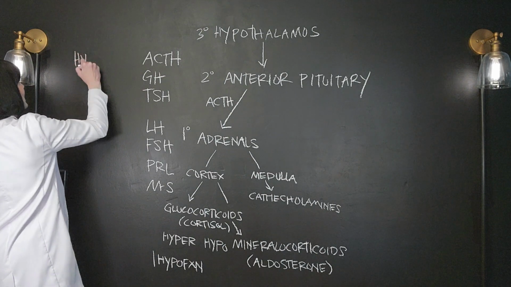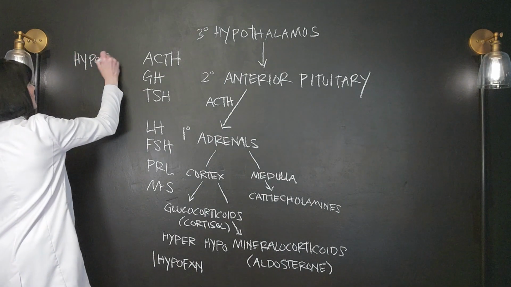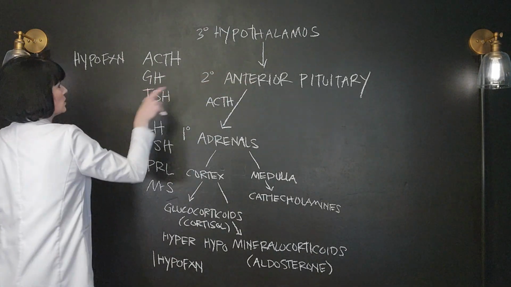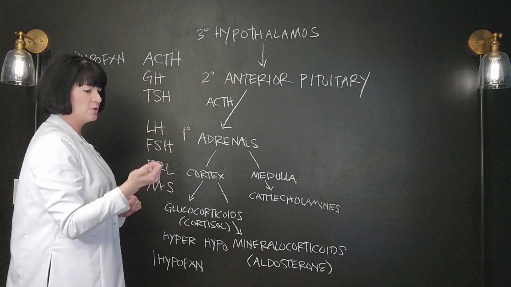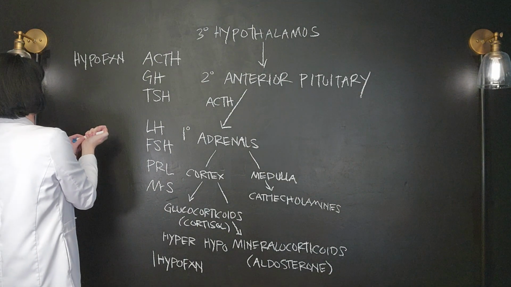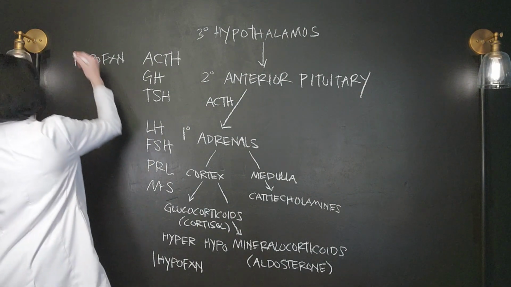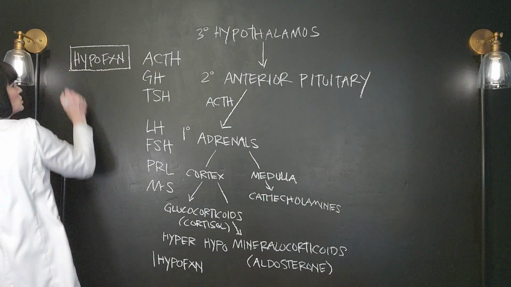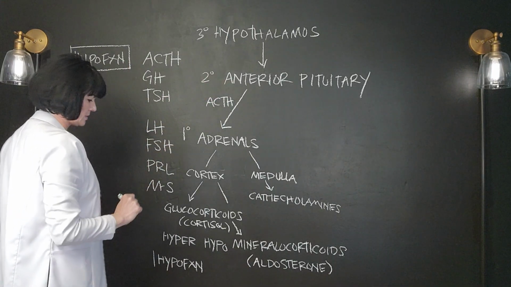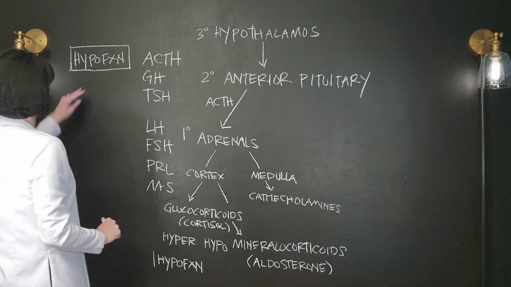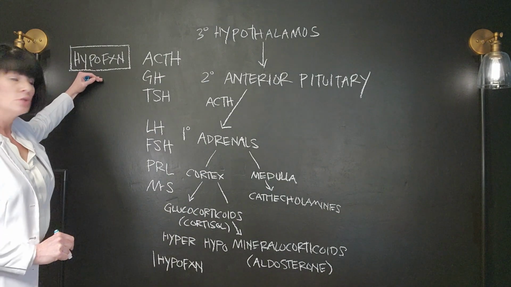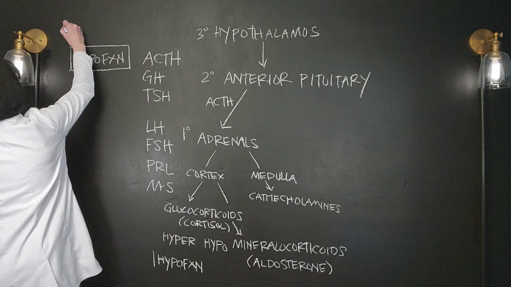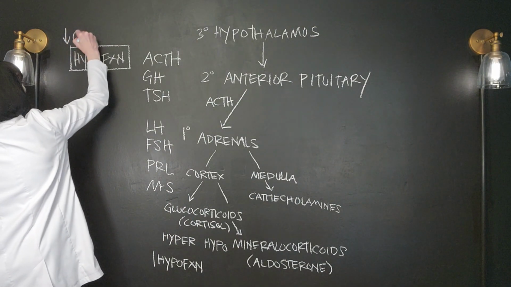So when you are thinking hypofunction for the anterior pituitary, so we are thinking hypopituitarism, we're thinking a couple different things. So hypofunction for hypopituitarism or hypocortisolism, we're going to have hypofunction. So for hypofunction, cortisol should be decreased.